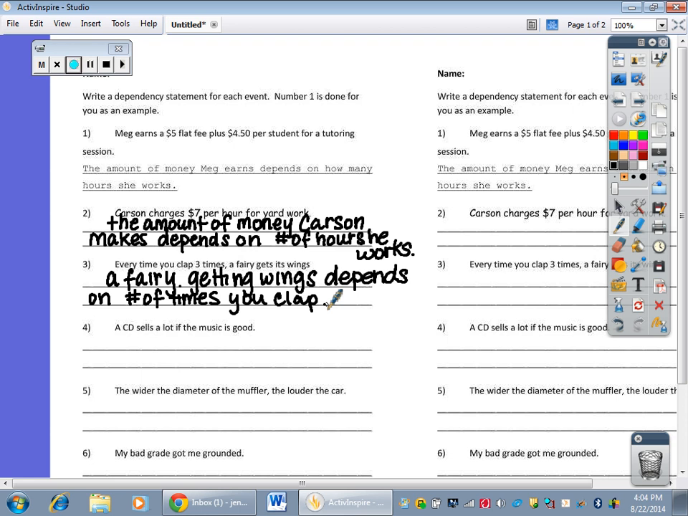Look at number 4. A CD sells a lot of the music if the music is good. So a CD is going to sell, but only if the music is good. So again, this goes to if then. If the music's good, that has to be the independent, then the CD is going to sell. The CD selling depends on if the music is good. So CD sales depend on good music.